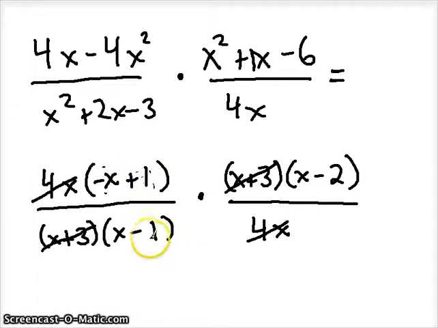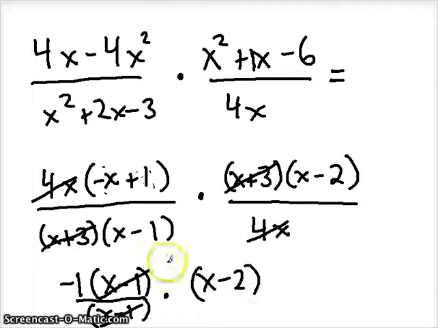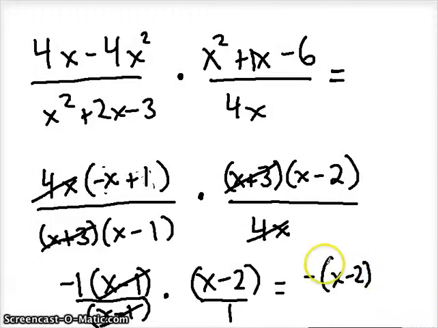How can I make this look like that? Well, if I factor out a -1 and rewrite the leftovers on the inside, I have a +x and I have a -1. And if I distribute, I would get back to -x plus 1. Well, now on top and bottom, I have the same thing. And I can cancel those out. So now I'm just multiplying this x minus 2 times -1. And we could leave it like this, or we could distribute that -1 all the way through and say -x plus 2.